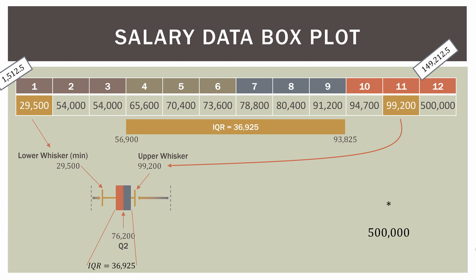So what we have done is taken those theoretical limits and moved them in towards the proper values in our dataset. And of course, we cannot forget our outlier out here, someone making $500,000. Wouldn't that be nice? And of course, it's an outlier because it is above 149,212.5, not because it's above 99,200. So we always have to keep that in mind.